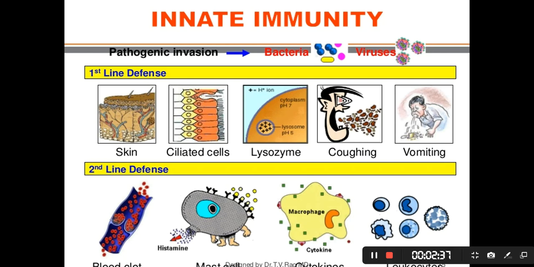The second line of defense mechanism is formed by the blood clots, by the histamines which are released by the mast cells, by the cytokines, those chemical mediators which are released by the macrophages, and all those leukocytes, neutrophils and lymphocytes. They all form the second line of defense.